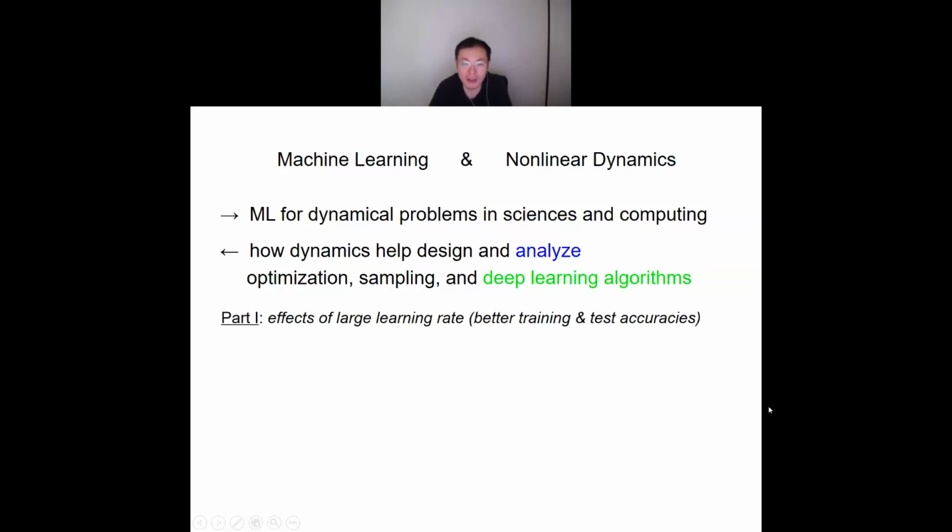And in fact, in today's talk, I'll focus at least half of the talk on analyzing deep learning algorithms using dynamics. In particular, I'll quantify some of the effects of large learning rate. And these are actually good effects. A large learning rate can provably give you better training accuracy as well as test accuracies, as you will see.